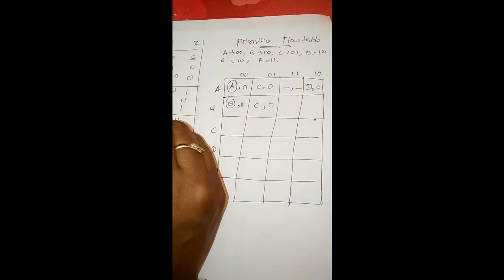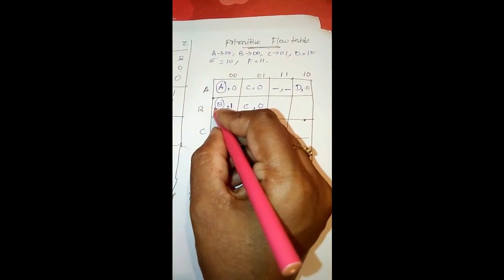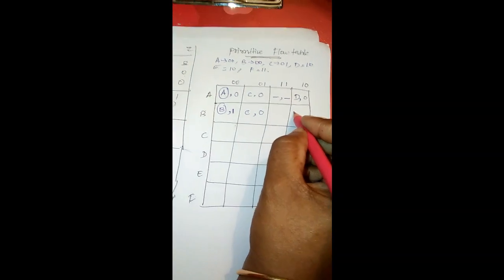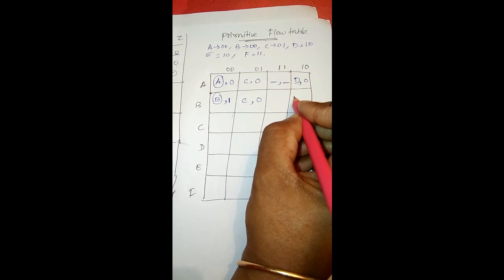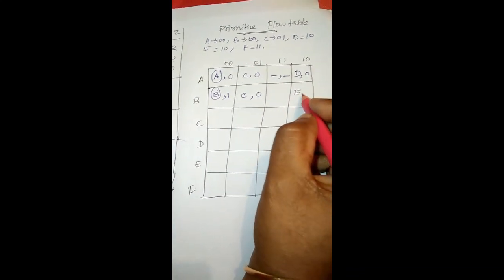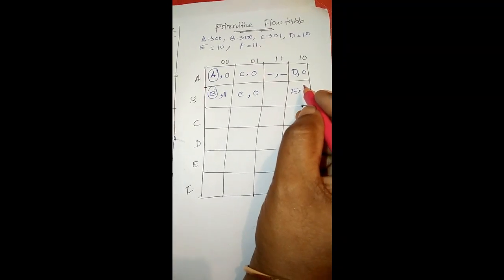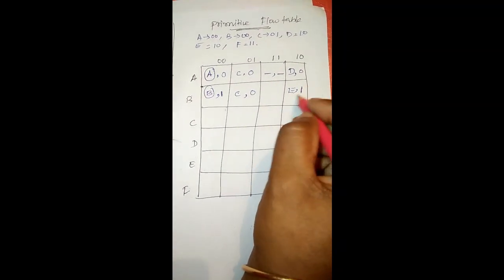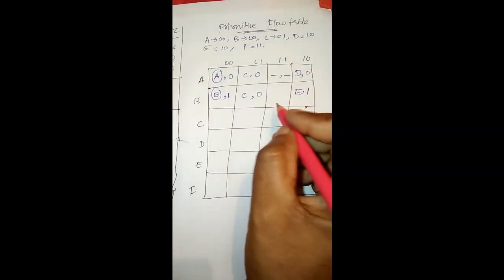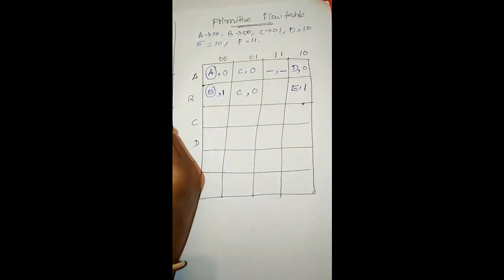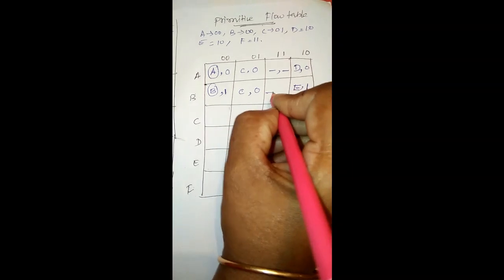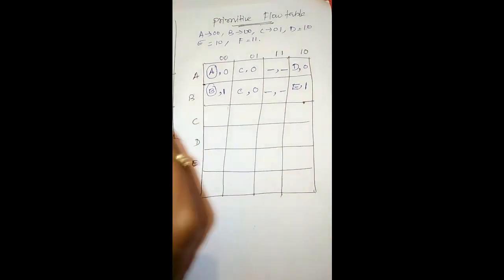Now B goes to 1, 0. So here it is E, right? With the output is 1. Okay, because for E, 1, 0 with output 1 specifies E, that is why I have written E over here, and 0, 0, the race condition again is 1, 1, correct? So here it is dash and dash. Okay, now coming to C.